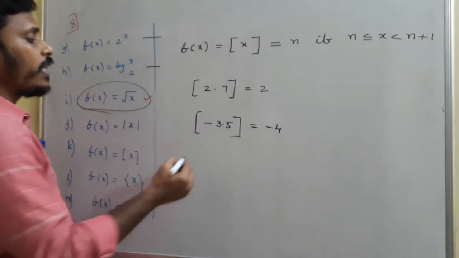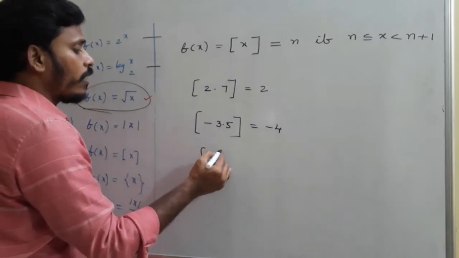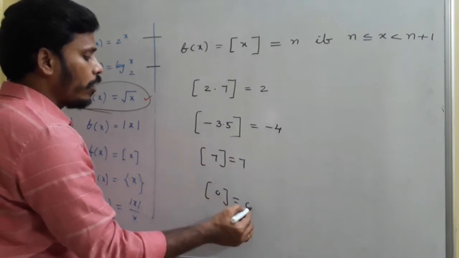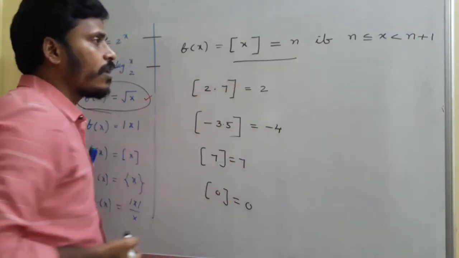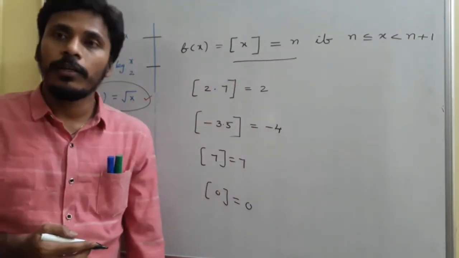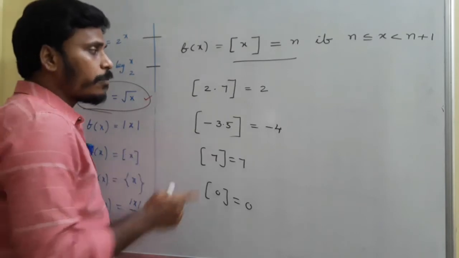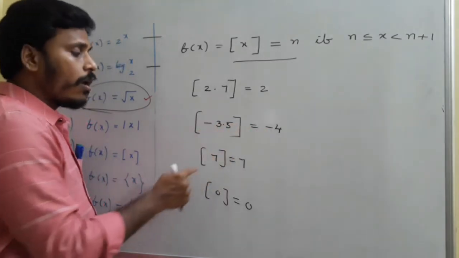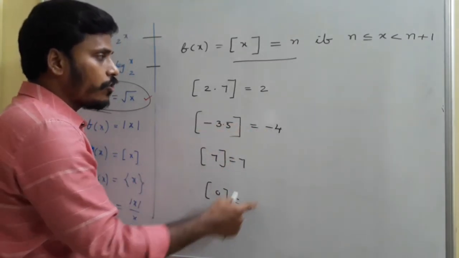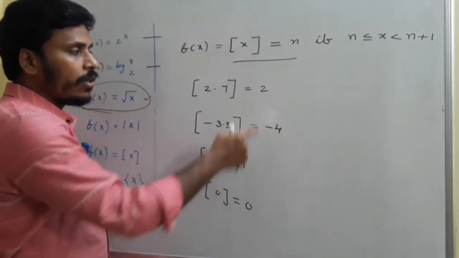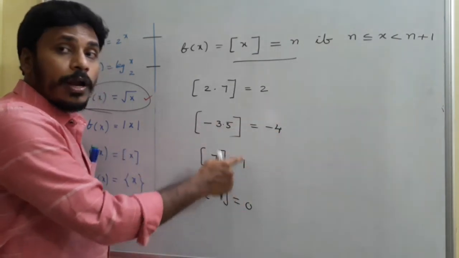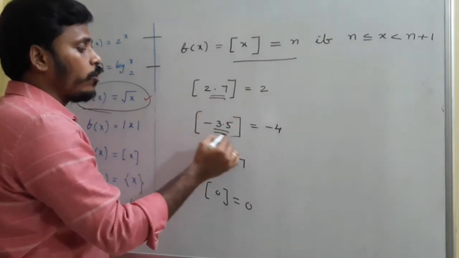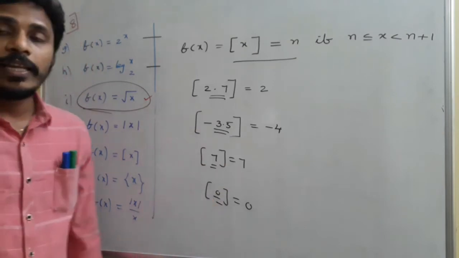Whereas for the integral values, step of 7 is directly 7 only. Step of 0 is 0 only. So the basic definition of the step x is n if x is a number which is in between n and n plus 1. You just observe for 2.7 the result is 2. For minus 3.5 the result is minus 4. For 7 it is 7. For 0 it is 0. When you observe all these outputs, these are the y values and all these y values are just integers. Whereas if you observe these x values, your inputs, the inputs may be any real number.